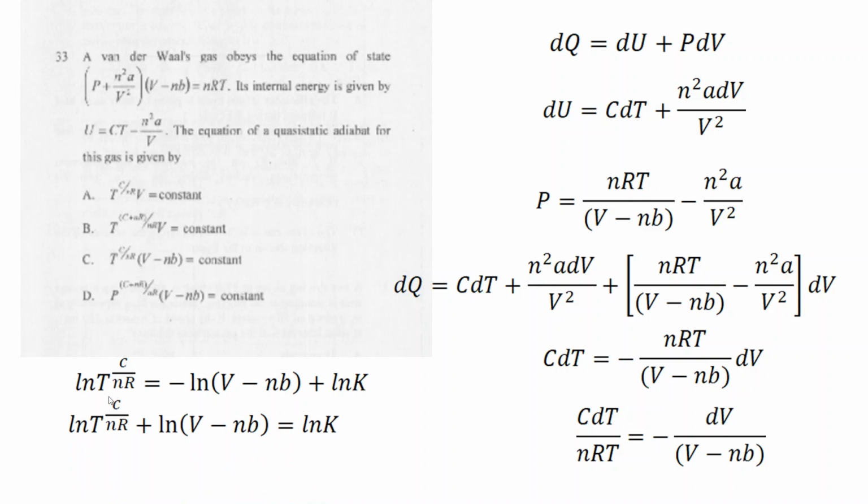So if you take this to the left hand side you get ln T raised to C/nR plus ln(V − nb) is equal to ln k, and if you remove the ln you get the equation T raised to C/nR into (V − nb) equal to a constant, which is option C.